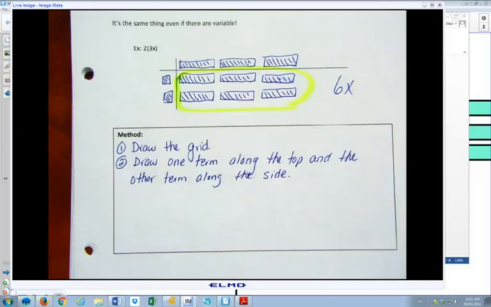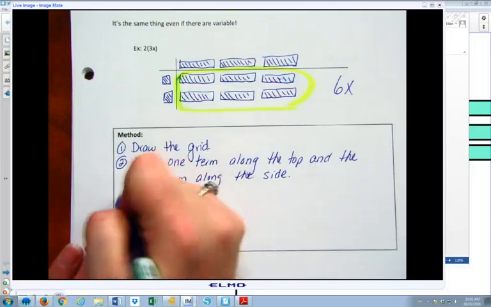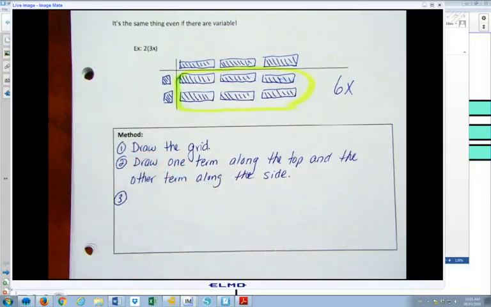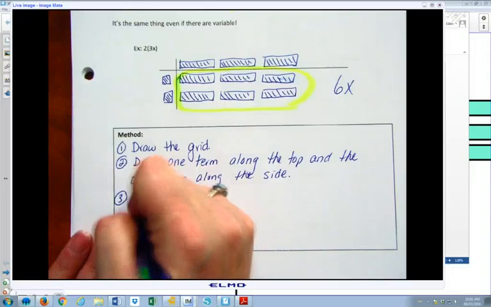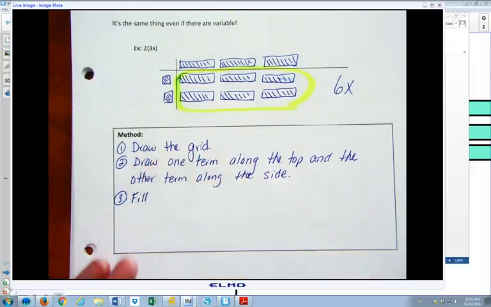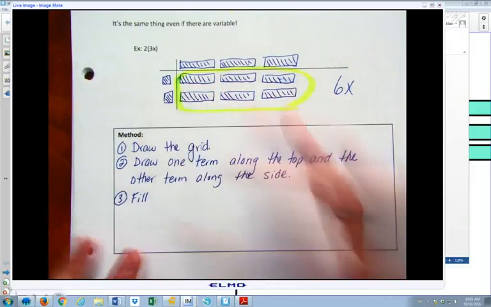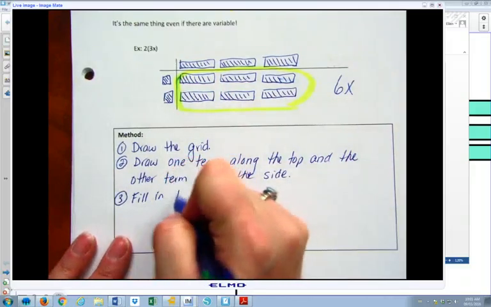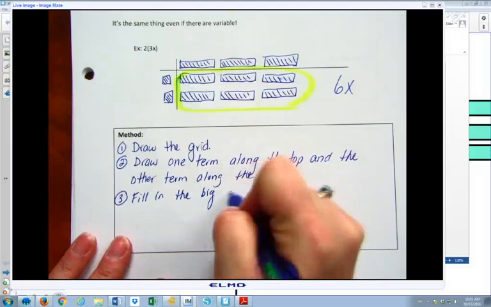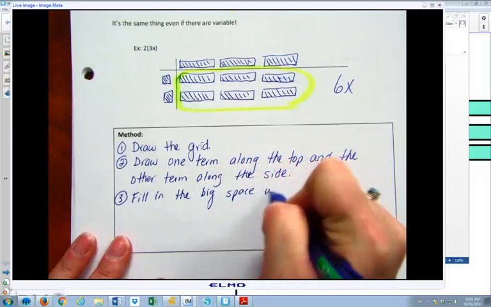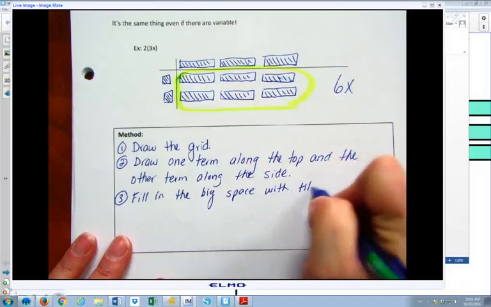We'll get to that a little bit later. We're just doing monomial times monomial. Good question, though. Fill in the bottom right corner. If I say bottom right, does that make sense? Bottom right corner. Fill in the big space with tiles.